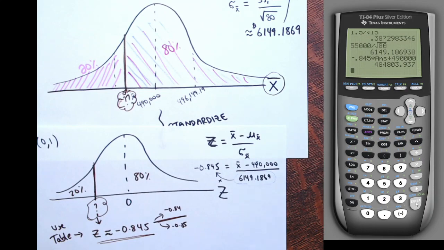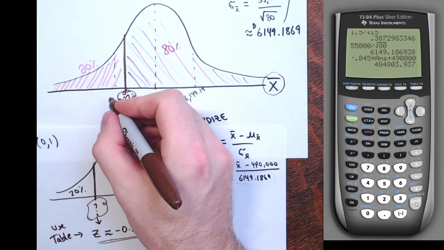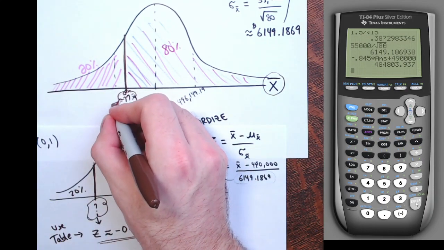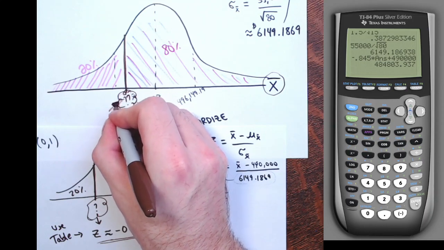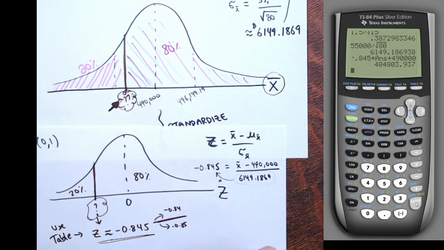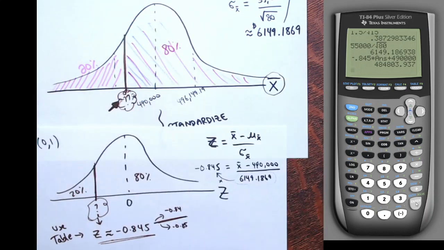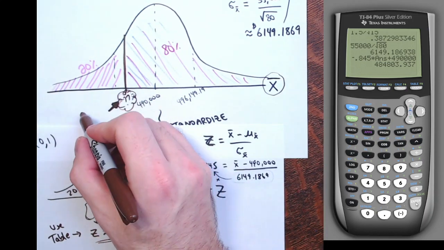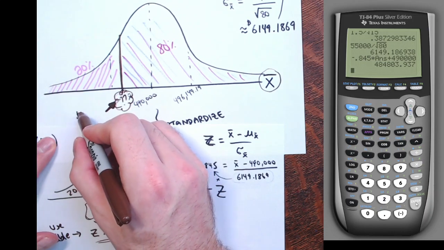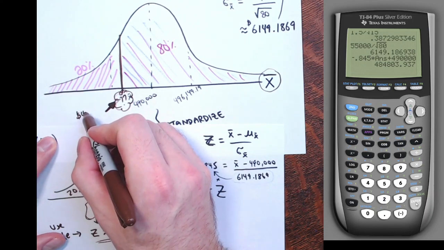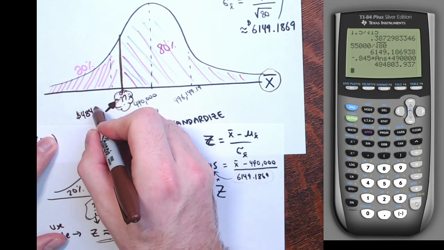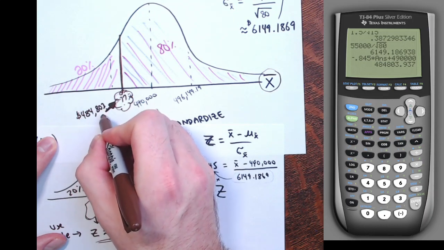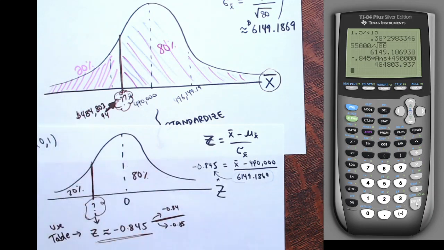All right, so this value right here, this average retirement account for groups of 80 that has 20% below it, 80% above it, is approximately $484,803.94. Because they're asking us to round to two decimal places.